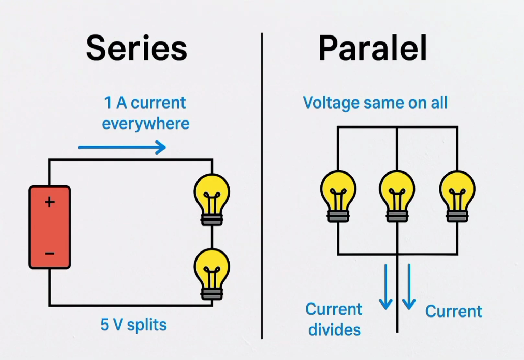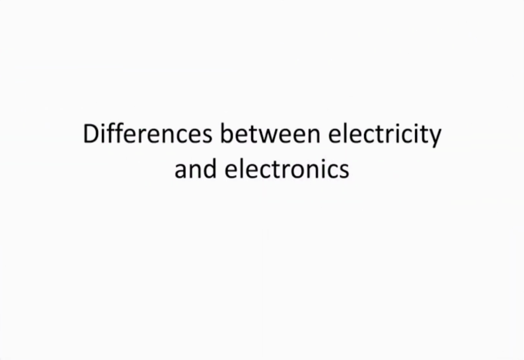So here is the trick. In series, voltage splits. In parallel, current splits. Understanding this will help you design smarter. Now let's clear up a common confusion. What's the difference between electricity and electronics? Or we can as well say, what's the difference between electrical and electronics?